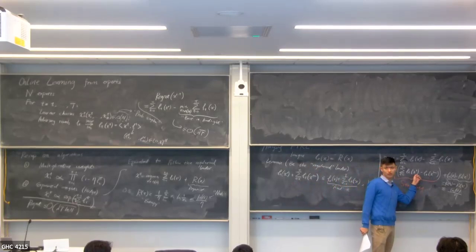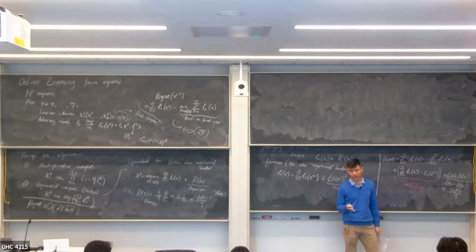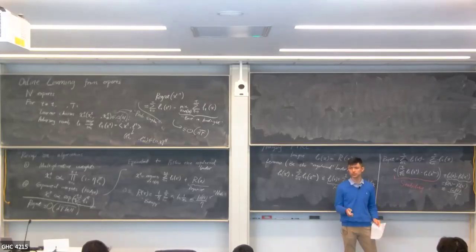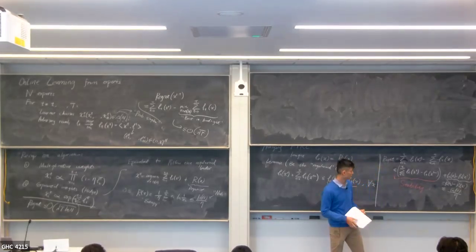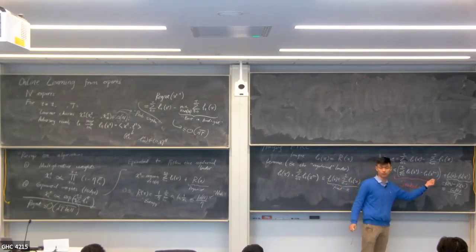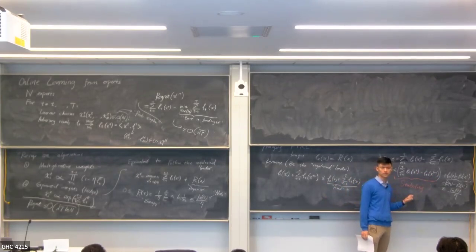However, this could be small if the update rule of the algorithm is not drastic. So if I look between adjacent rounds of the algorithm, and xt and xt plus 1 don't change by much, then this term should be small. Any question?